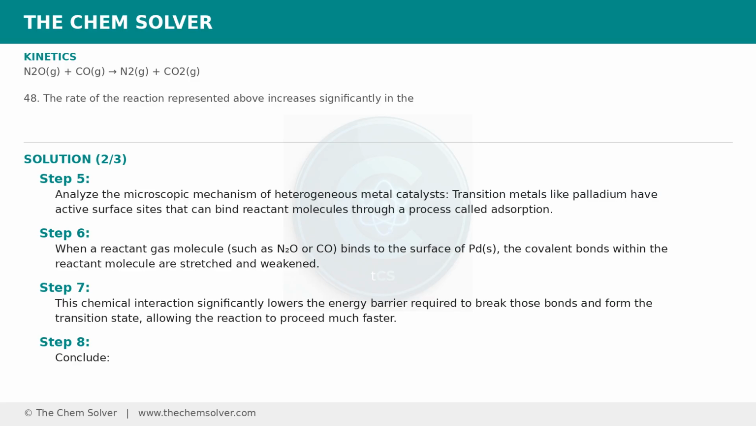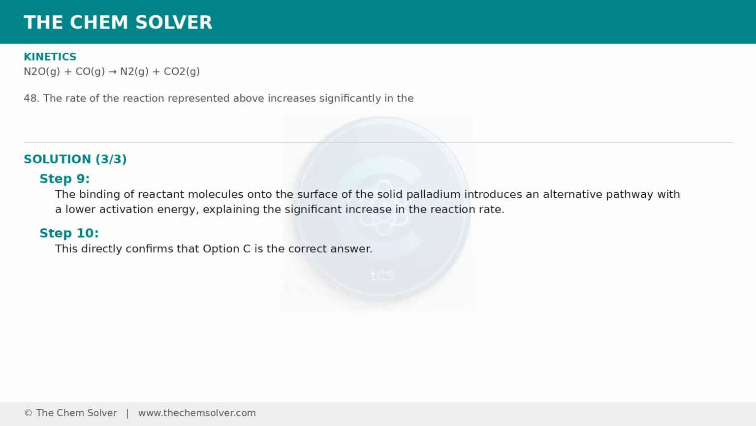Conclude. The binding of reactant molecules onto the surface of the solid palladium introduces an alternative pathway with a lower activation energy, explaining the significant increase in the reaction rate. This directly confirms that option C is the correct answer.